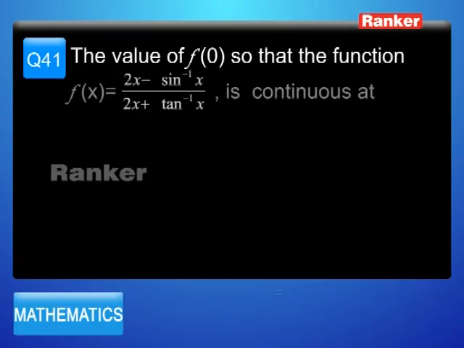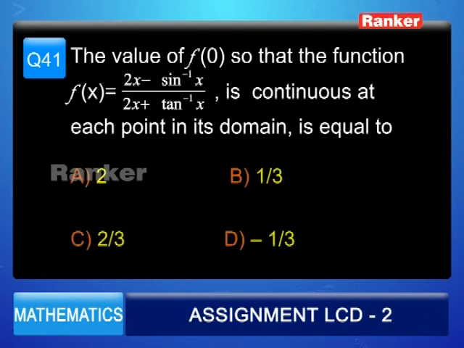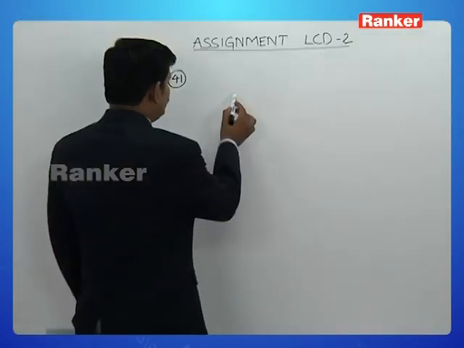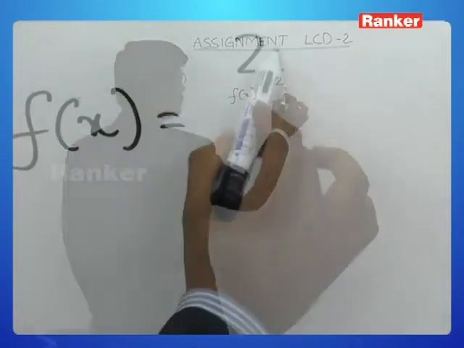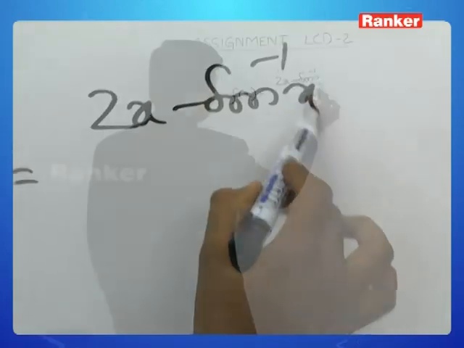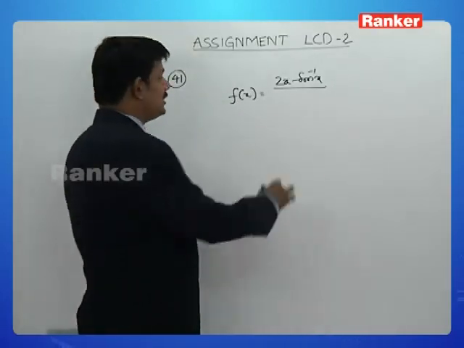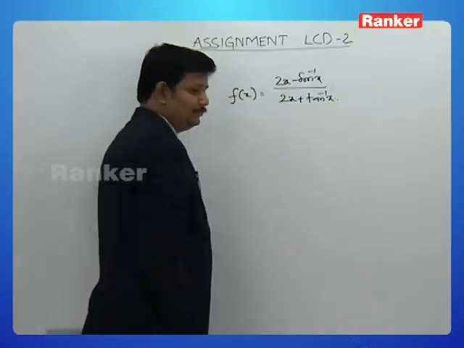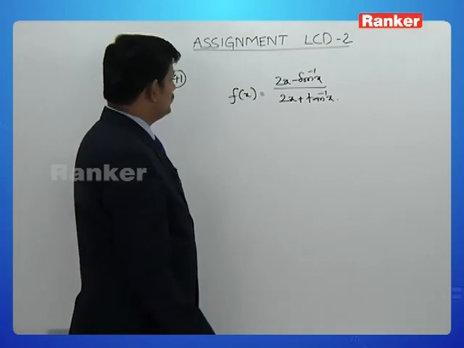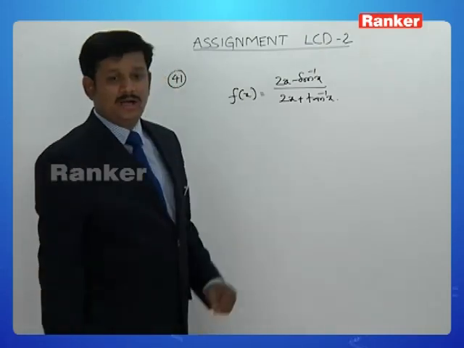Next question, the value of f of 0. Find the value of f of 0 so that the function f of x is equal to 2x minus sin inverse x divided by 2x plus tan inverse x is continuous at each point in its domain. We want the function f of x to be continuous at each and every point in its domain.